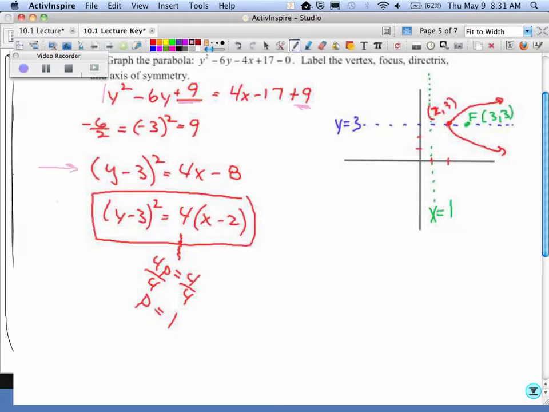Hopefully you got to here. You, again, want to finish with a 1 in front of your x right here. So that means, no matter what the other terms are, you have to take this 4 and factor it out. It just happens that it works nice with the -8. So there's your standard form. The 4 gets set equal to 4p, and the p-value is 1, and then there's the graph.